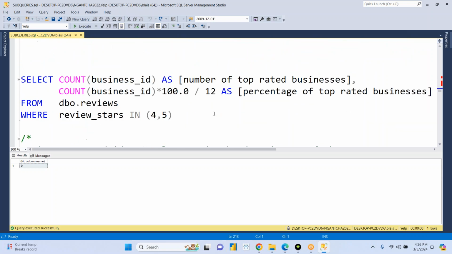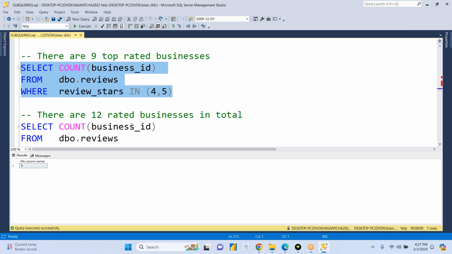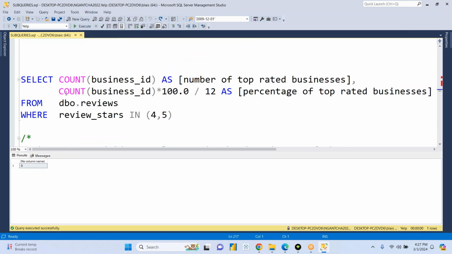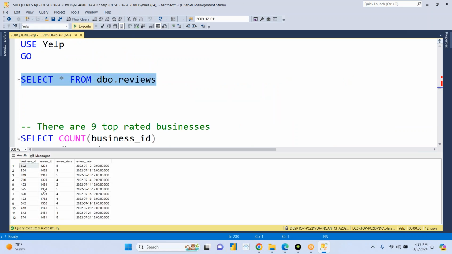So that percentage calculation will be the number of businesses, and since this condition is involved, this count will be the count of the top rated businesses. That's the 9, this number right here. 9 top rated businesses. And what is the percentage of the overall 12? So you have to take that number, divide by 12. But then this is hard coding. See, what if more businesses are added to this reviews table? That number is no longer going to be 12.